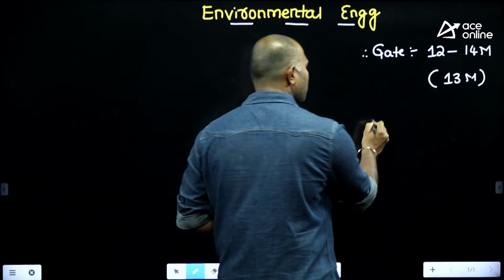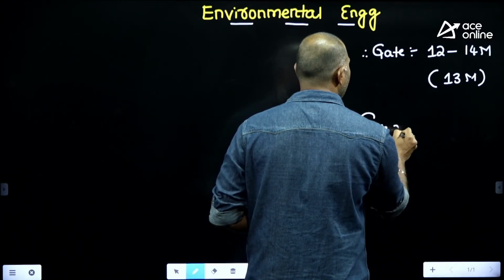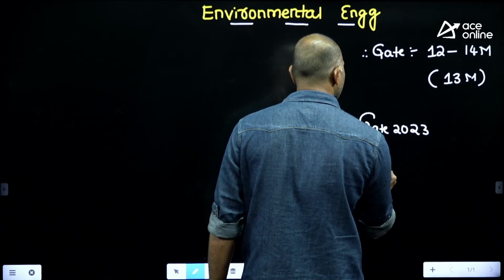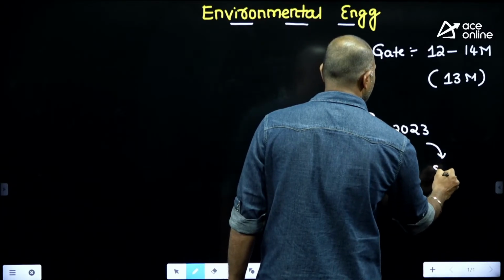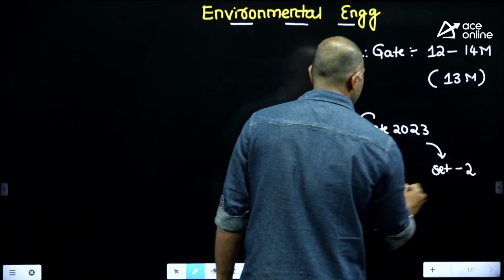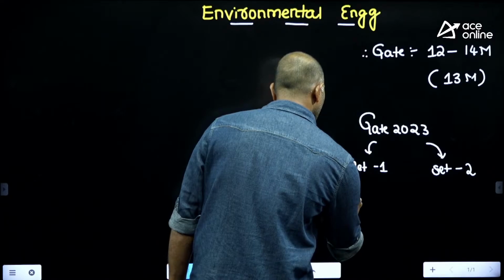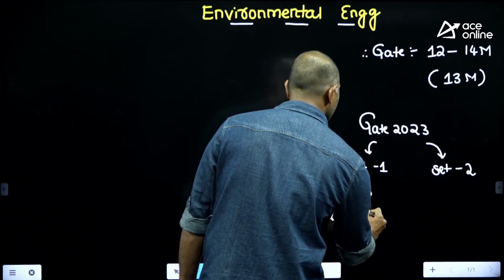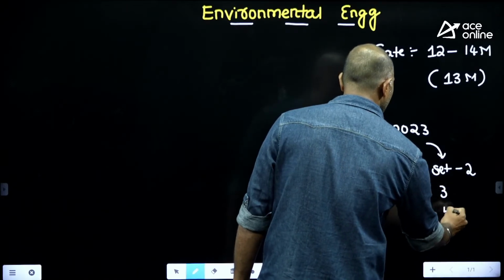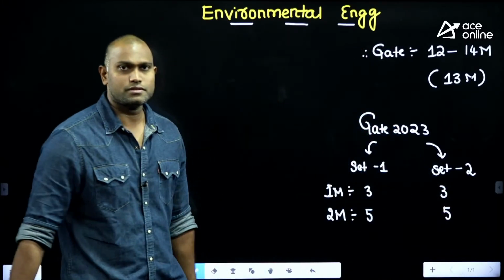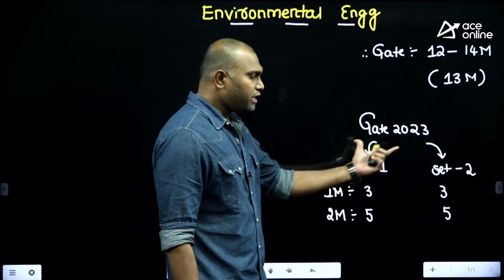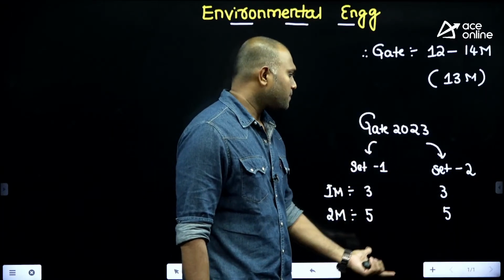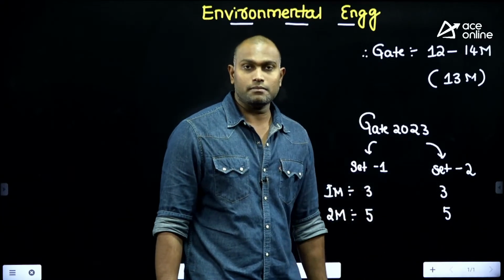In GATE 2023, set 1 and set 2: in set 1, 1 mark questions are 3 and 2 mark questions are 5. Same in set 2, 3 questions and 5 questions. So overall, in GATE 2023 from set 1 we got 13 marks, and in set 2 we got 13 marks.